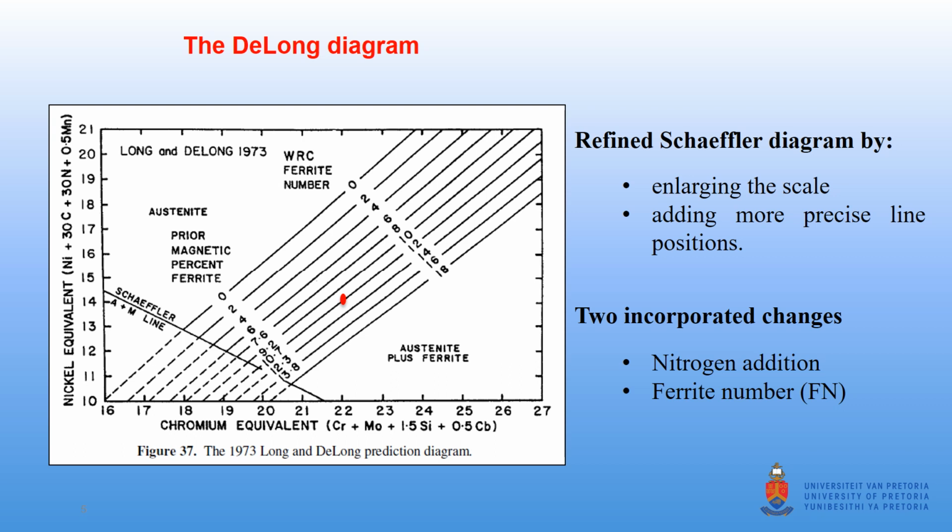Let me give an example of how I can use this diagram to predict a weld microstructure. Given a chemical composition of the weld, I can use the formulas in the figure to calculate the nickel equivalent and chromium equivalent. Let's say the chromium equivalent works out to be 22 and the nickel equivalent is 14. This will mean that the ferrite number will be 12 and the ferrite content in the microstructure will be approximately 10.7. This is indicated by the red dot in the DeLong diagram shown.